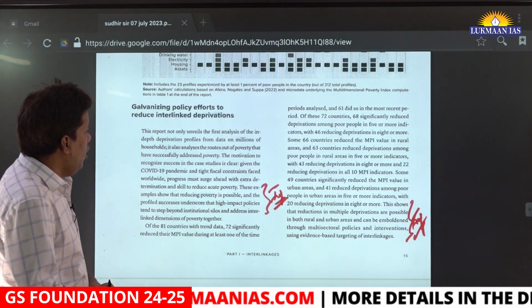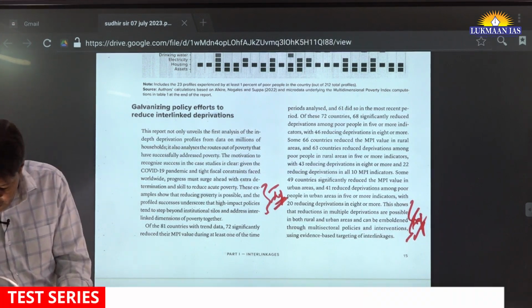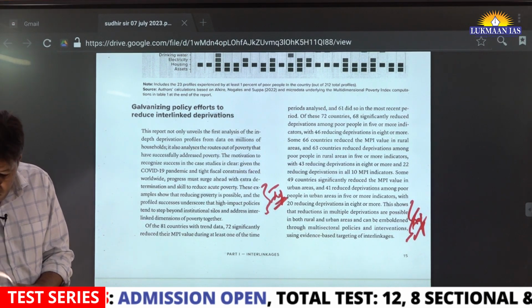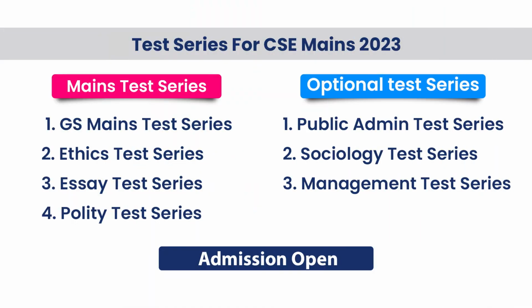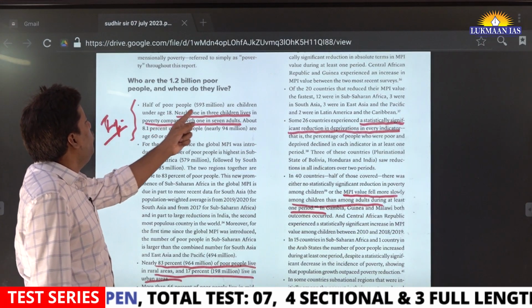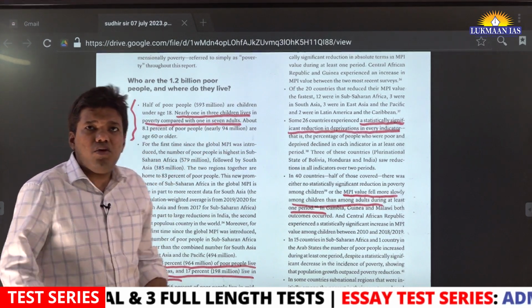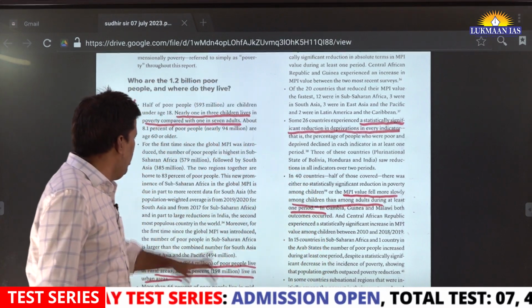Okay, now what we will do is see where the 1.2 billion people who are living in abject poverty live. Of the 1.2 billion people in MPI, almost half of the poor people are children, and nearly 1 in 3 children live in poverty compared with 1 in 7 adults. So can you see, it is very difficult to eradicate poverty among children compared to adults. Okay.